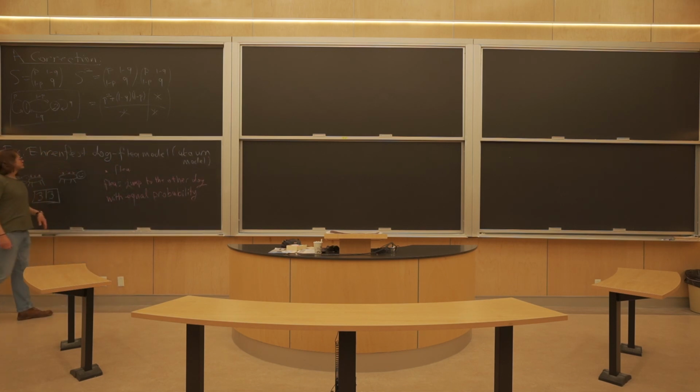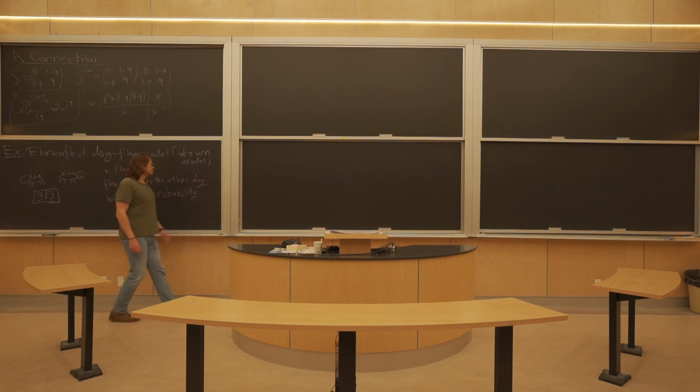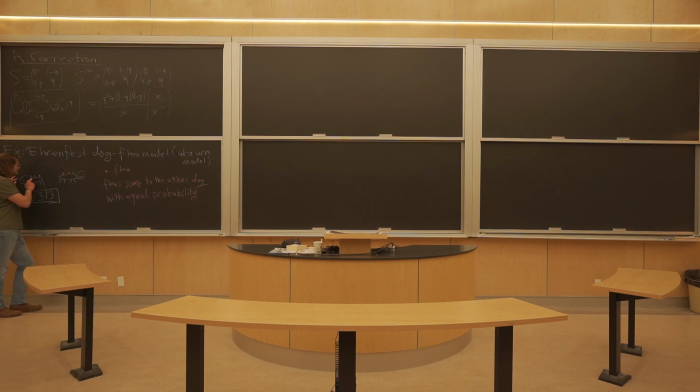So we were discussing this Ehrenfest dog-flea model. Another name for it is the Ehrenfest model. I like this interpretation more, so that's what we're discussing. You have two dogs, and each of these dogs has the same amount of fleas, let's say. Let's say in this case 3. And the idea, the model, is that each flea jumps to the other dog with equal probability.